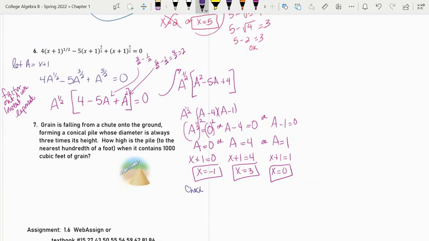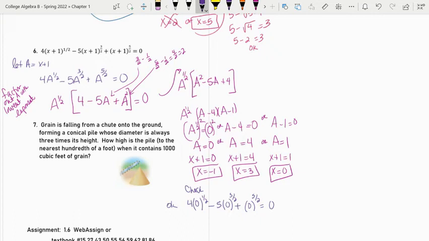So x equals negative 1, so it's going to be 4, then negative 1 plus 1 would be 0 to the 1/2, minus 5 times 0 to the 3/2, plus 0 to the 5/2. Is that giving me zeros? Yeah, all of those are zeros, so this is okay.